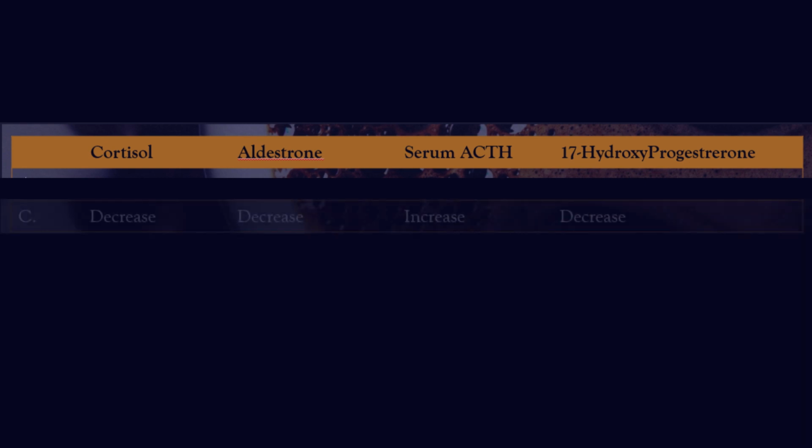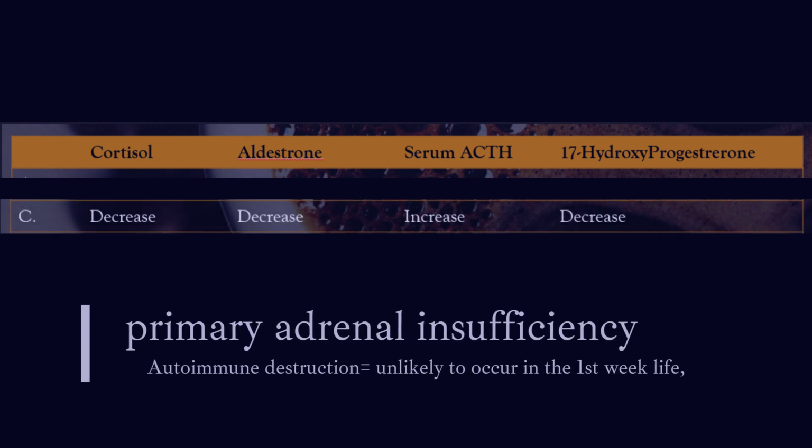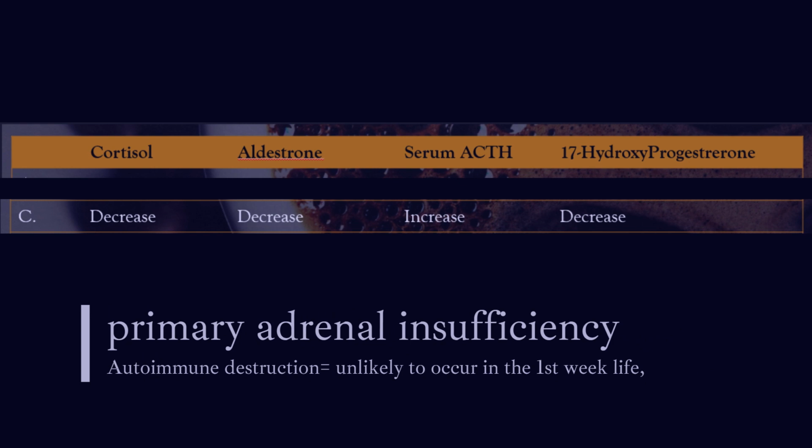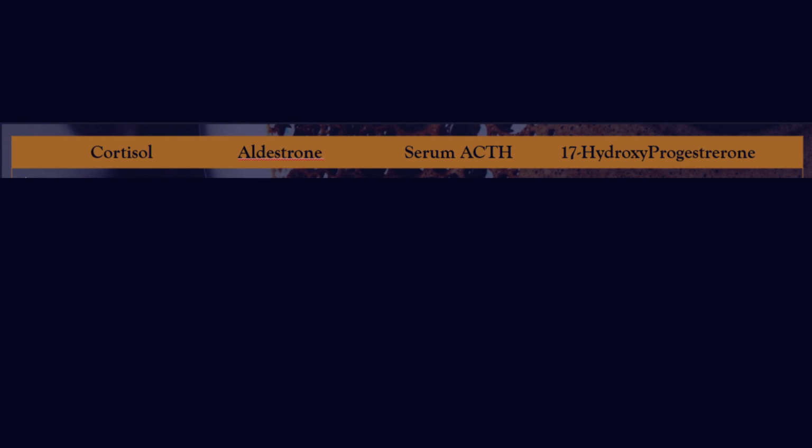Choice C cannot be the answer because adrenal steroid synthesis is also impaired with primary adrenal insufficiency, as in Addison disease. However, autoimmune destruction of the adrenal glands is unlikely to occur in the first week of life, making 21-hydroxylase deficiency a much more likely cause of adrenal crisis in this patient.